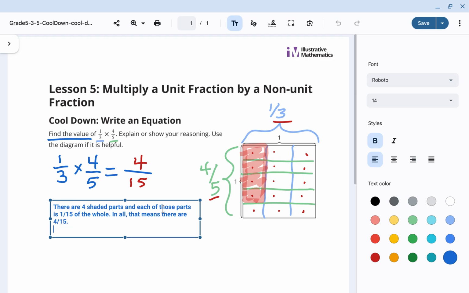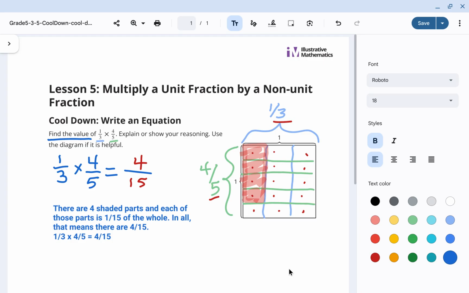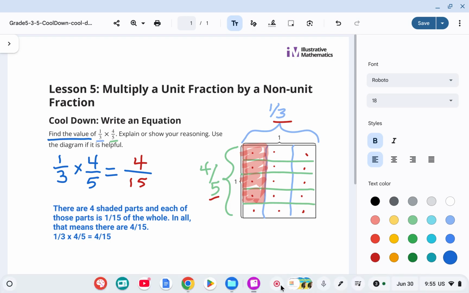Now below, I'm going to go ahead and write this 1/3 times 4/5 equals, and I'm just going to restate this, 4/15. Okay, boys and girls, this is a great example for how you could utilize the diagram. Remember, you don't have to utilize the diagram to certainly hit mastery on your explanation today, but we do want to understand how we could utilize the diagram. Boys and girls, that finishes up our Lesson 5 Cool Down.